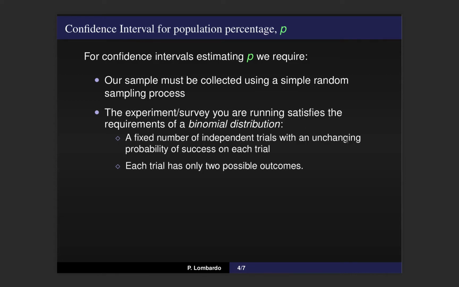A fixed number of independent trials with unchanging probability of success. This essentially just means that you've only collected a certain number of survey responses, so the fixed number is pretty easy to get. But you also want to make sure that you collect it in such a way that people's responses aren't affecting one another. So you may want to make the surveys anonymous. You may want to make sure that everyone turns things in separately without seeing what other people say.